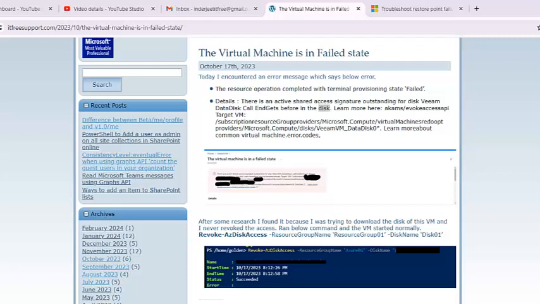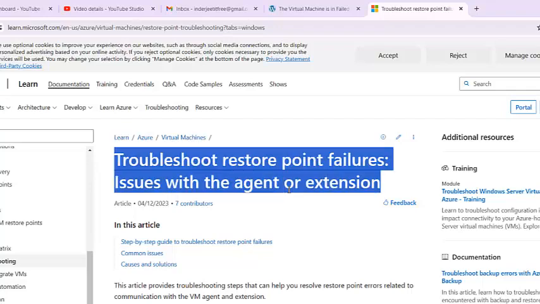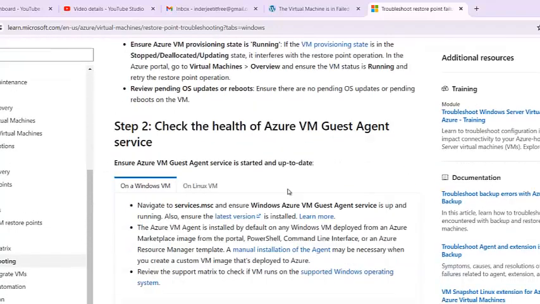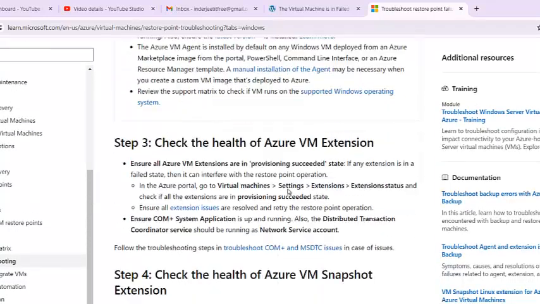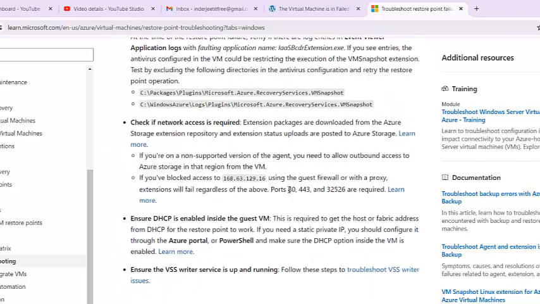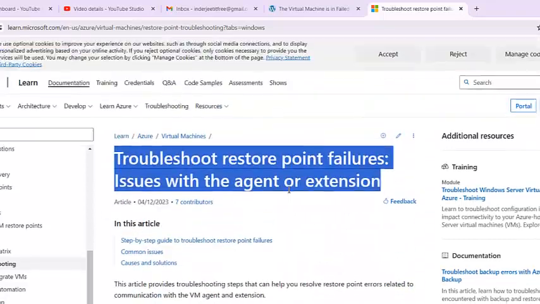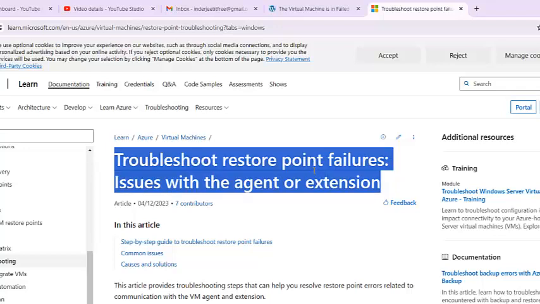So today we'll be talking about a virtual machine issue. This is an Azure virtual machine, so it's on Azure desktop. If you ever face one of the issues related to a virtual machine not starting, do look at this article, which talks about a couple of issues with the restore point and a few known issues that are there. This article is about troubleshooting restore point failure or issues with agent or extensions.